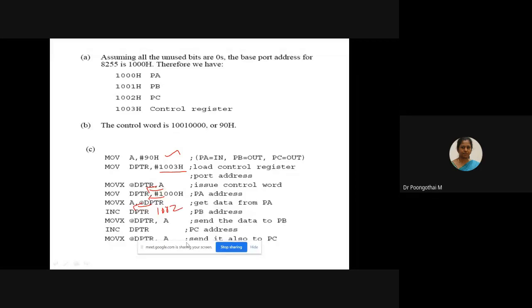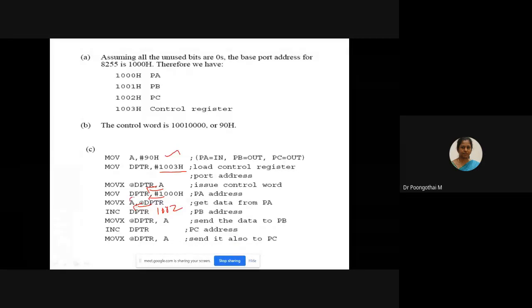Okay. So your accumulator holds the port A data. Move your port A value to port B. Again increment DPTR to 1002. The accumulator holds the port A data. Move that value to port C. So that's all. Please note down the solution.